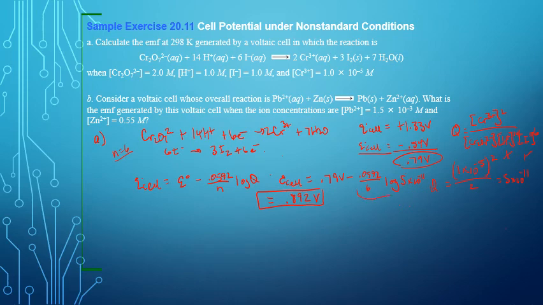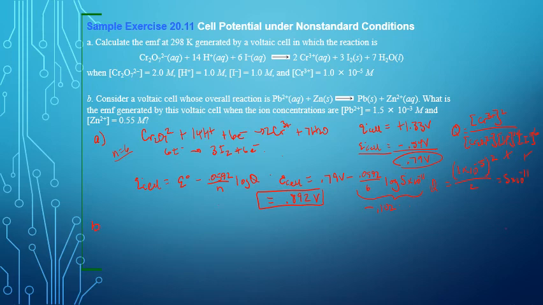This part right here, taking the 0.0592 divided by 6 times the log of 5 times 10 to the minus 11th, that equals a negative 0.102, so 0.79 minus a negative 0.102 gives us 0.892 volts for this particular reaction.